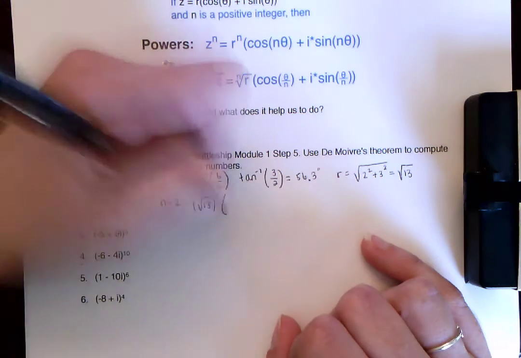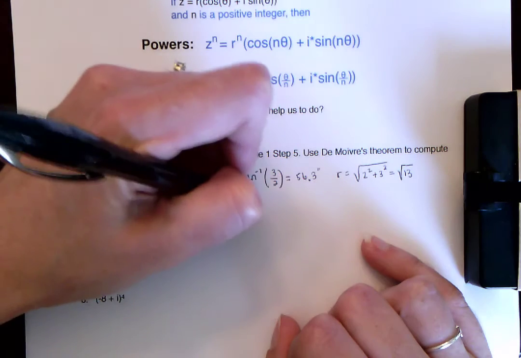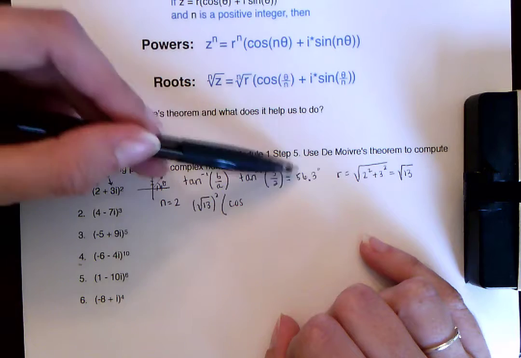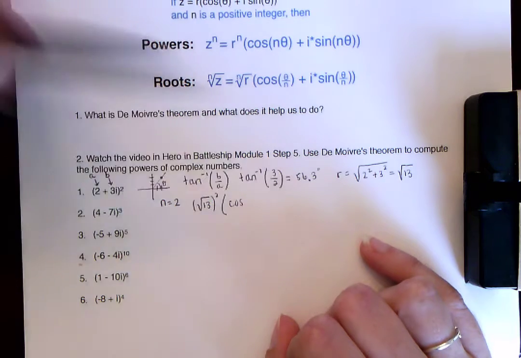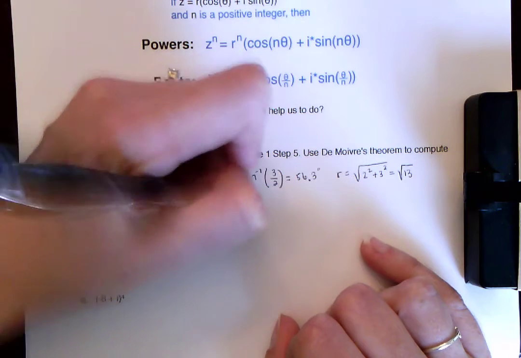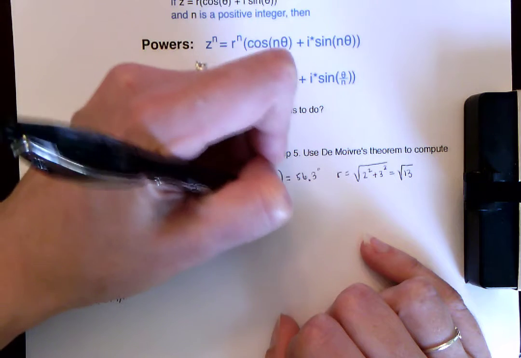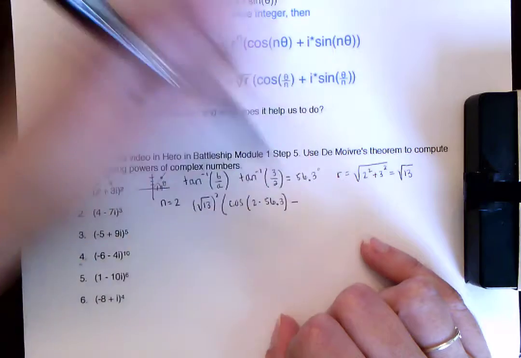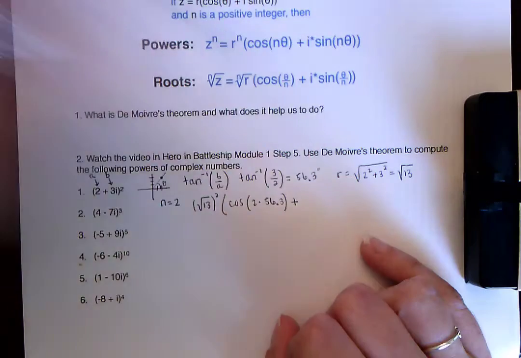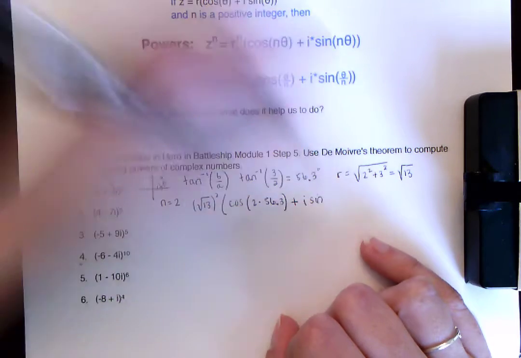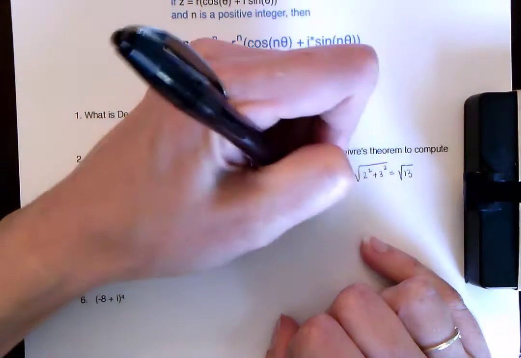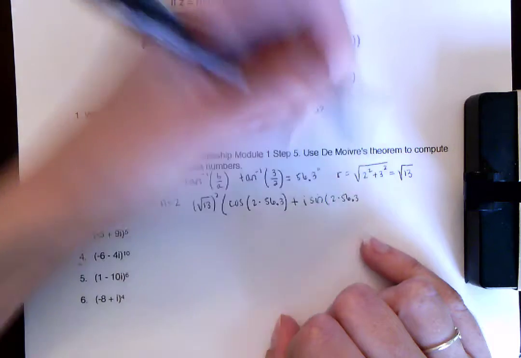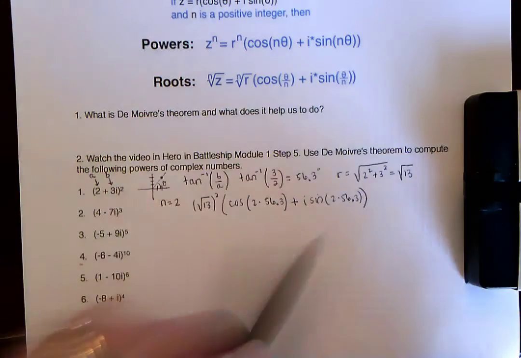Okay, times cosine, and then this will be 2 times our angle. Our angle, remember, is 56.3 degrees. I'll just put in here 2 times 56.3, and then we'll fill that in. We'll simplify it. Plus i sine of the same thing, 2 times 56.3 degrees. Okay? And then we just have to simplify this.